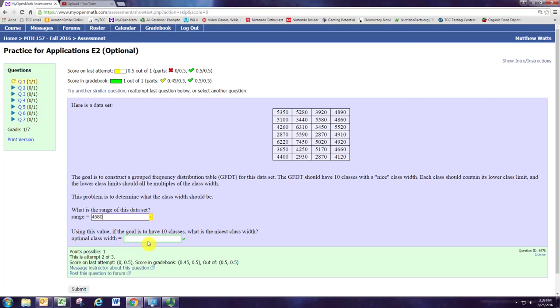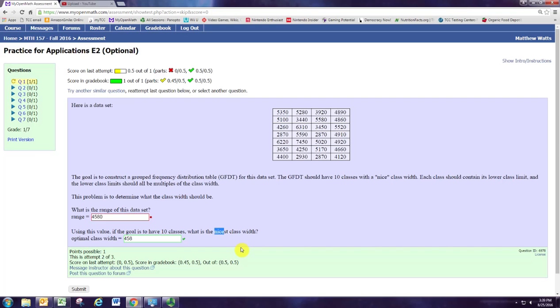So if we take the range and divide by the number of classes, dividing by 10, we get 458. While this would work as a class width, it's not a very nice number. So the general best practice is to round it up to the nearest nice number. If we were to round down, then 10 classes might not cover the entire range.